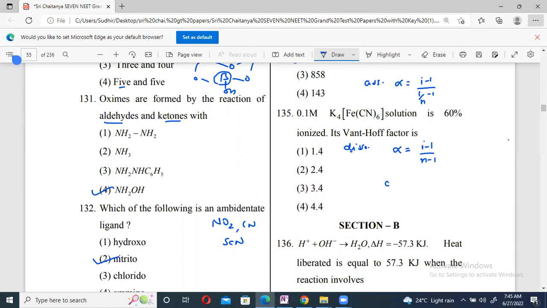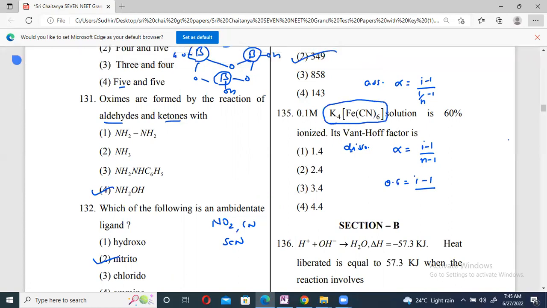Alpha value is 60%, 0.6. Beta, (i minus 1) by (n minus 1). When this complex compound ionizes, how many ions will form? 4 potassium and 1 of this coordination part. Total number of ions n is equal to 5. So 5 minus 1 is 4. 4 into 0.6 is 2.4. 2.4 equals i minus 1. i equals 3.4. Option 3 is correct here.